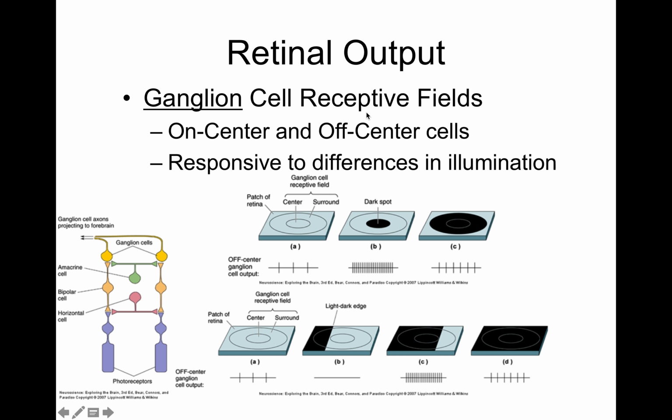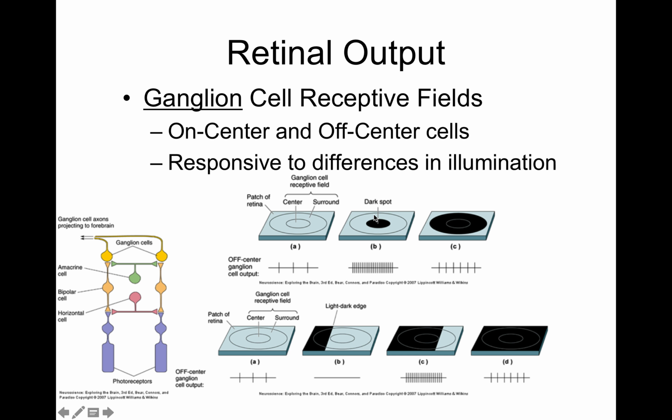So ganglion cell receptive fields have on-center and off-center cells. And these respond to differences in illumination, as we had talked about before. An off-center ganglion cell output, this is looking at a little patch of the retina that a ganglion cell is picking up on. And here's its center, and here's the surround. If there's broad diffuse light being shown to it, you're stimulating both the center and the surround here. And so there's this modest amount of activity here.